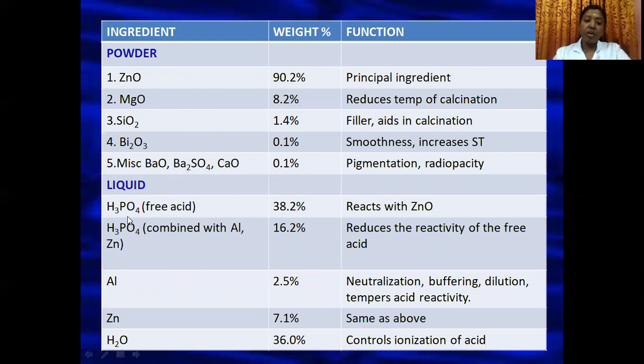And the liquid is mainly your phosphoric acid, which is a free acid, which is around 38.2%, which reacts with your zinc oxide. The phosphoric acid can also be combined with your aluminum and zinc. That percentage is around 16.2%. This reduces the reactivity of the free acid. Aluminum percentage is about 2.5, which provides neutralization, buffering action, dilution, and it tempers the acid reactivity. Then zinc is about 7.1%, the same function as above, and water, which is about 36%, that controls the ionization of the acid.